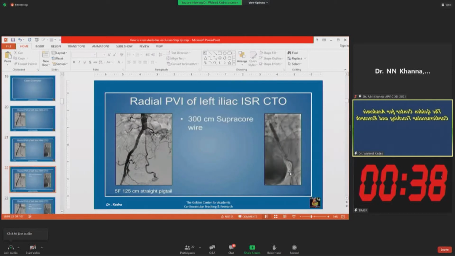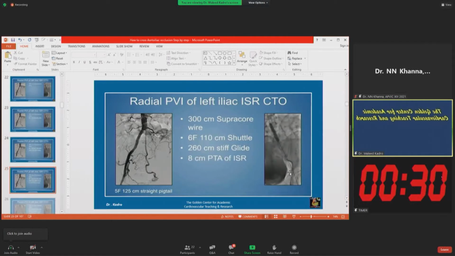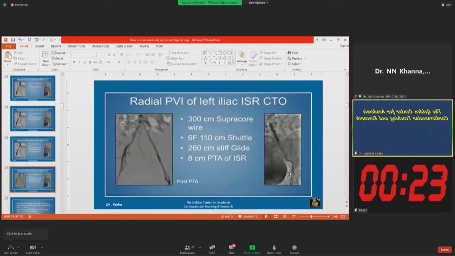And we used the 300 centimeter super core wire, 6 French 110 centimeter shuttle sheath, 260 centimeter stiff glide, 8 centimeter PTA balloon for the in-stent restenosis. And this is the result, and we got very good result on both sides. So let's see another case quickly.